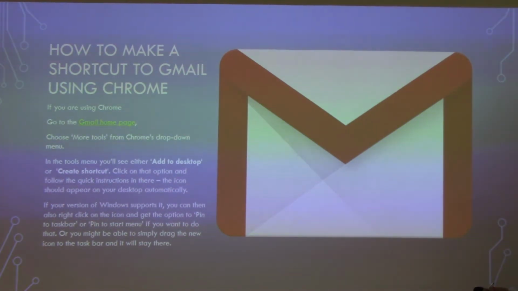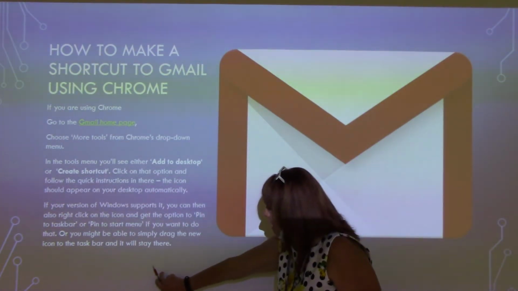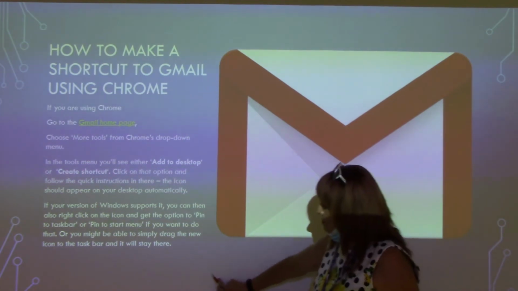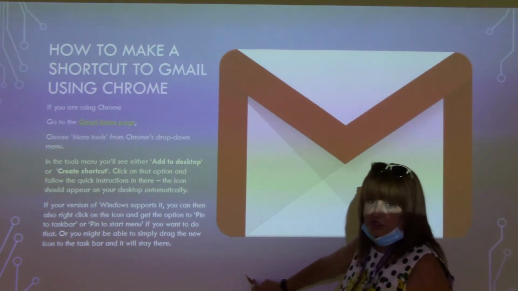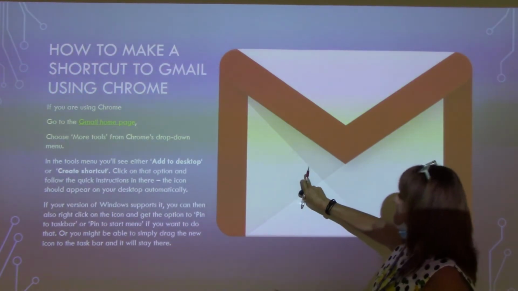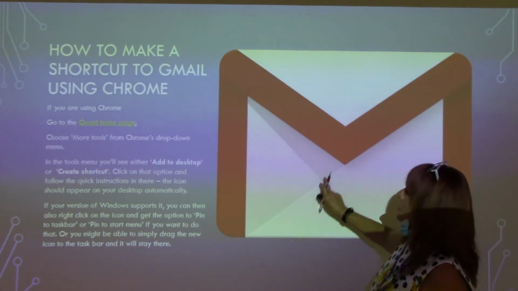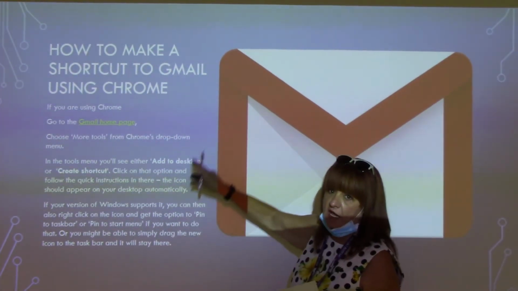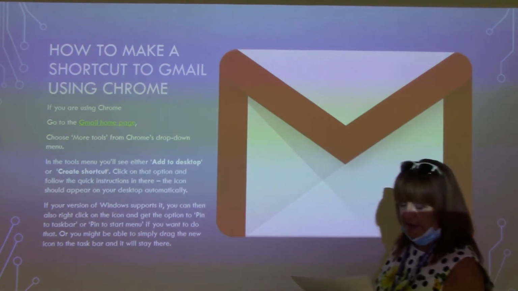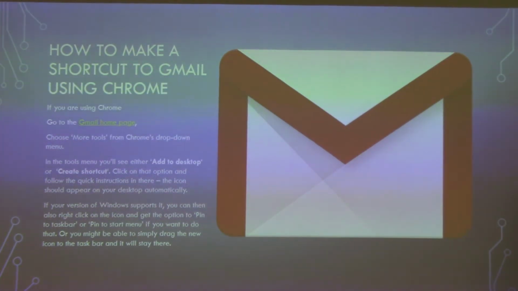If your version of Windows supports it, you can then also right-click on the icon and get the option. You can pin it to your taskbar or pin it to your Start menu if you want to do that. Now, if you pin it to the taskbar, what that would do is, like on a computer screen, you'll have all this little thing at the bottom of your desktop, and that is your taskbar. So your Gmail icon will show up down here on your taskbar. If you add it to the desktop, this icon will show up someplace on your desktop so that you would just be able to click on it. And you can also just drag the icon to the taskbar and it'll stay there.